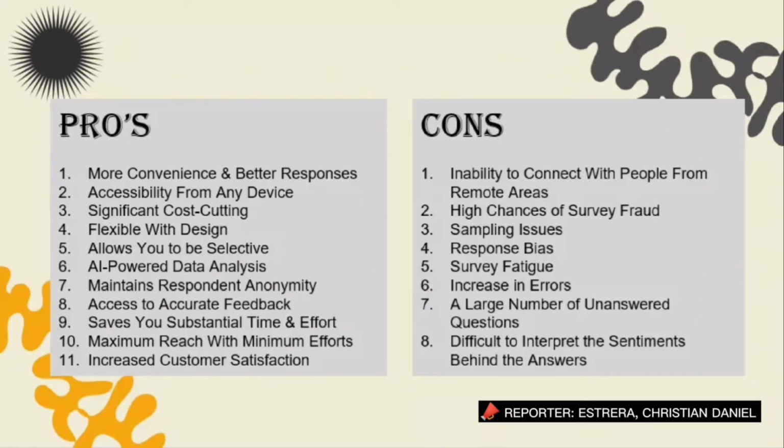Number 7 is a large number of unanswered questions. Skipping unwanted questions is as easy as answering questions in an online survey. This means every time participants get complicated, long, or irrelevant questions, they are highly likely to skip them and move on to questions they are comfortable answering. And the last one is difficulty to interpret the sentiments behind the answers.